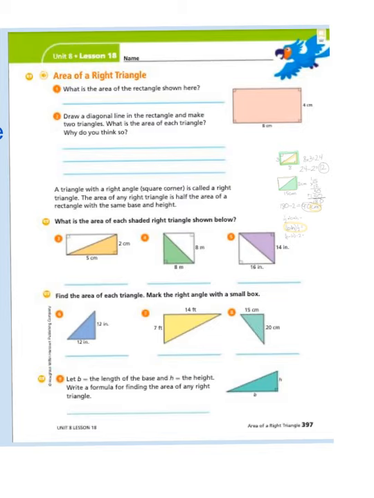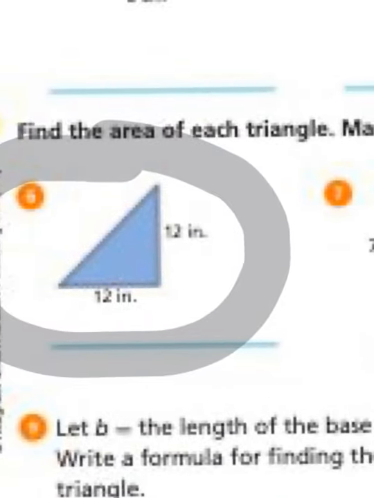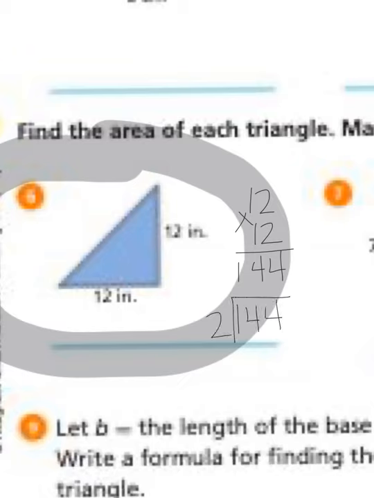Now, when you get down to question number 6, you're going to do the same thing. You're going to take 12 times 12, which I know is 144. And then you're going to divide that by 2. 144 divided by 2 equals 72. And then this would be inches squared.